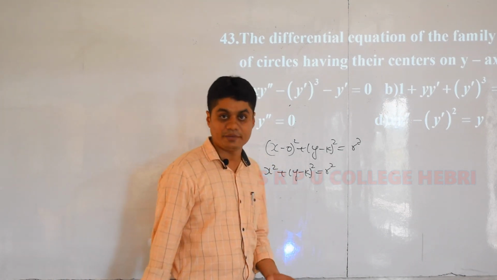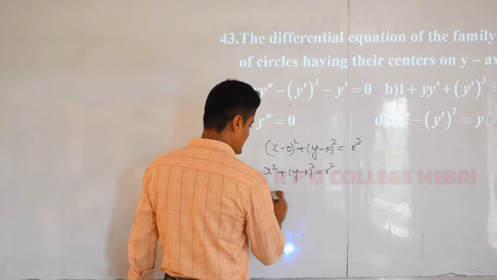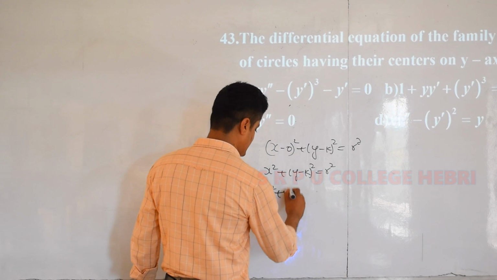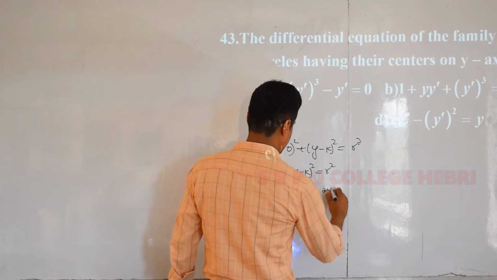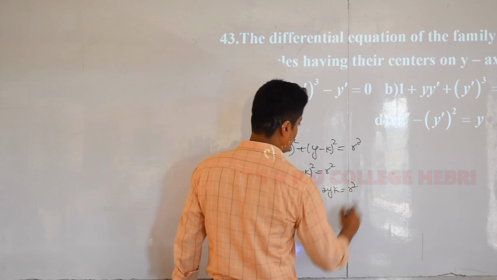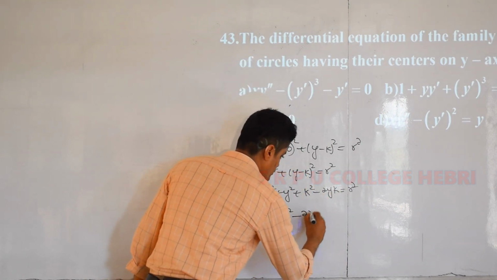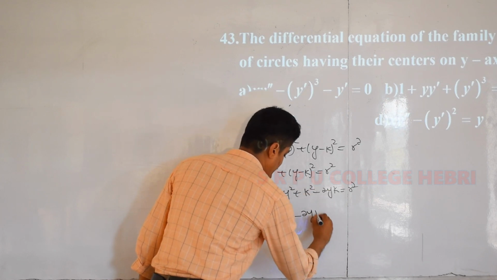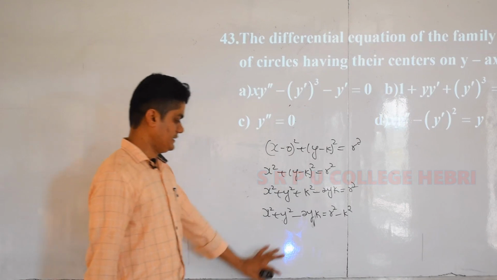So how many times must we differentiate? Compulsory, 2 times you have to differentiate. So you can directly differentiate or expand. You can write like this also: x square plus y square minus 2yk is equal to r square minus k square. This is ready to differentiate.